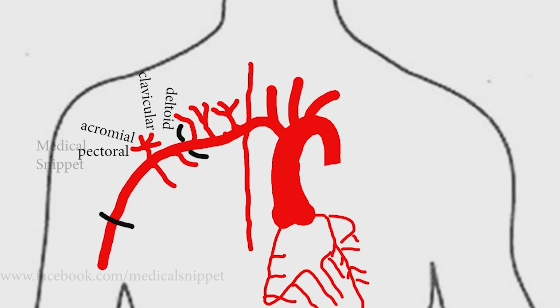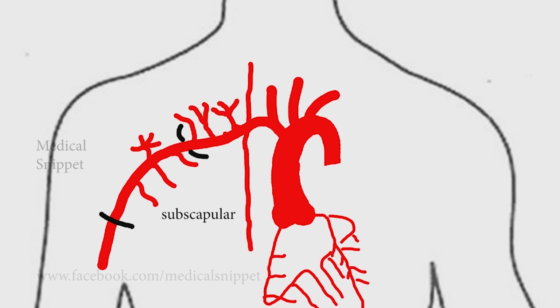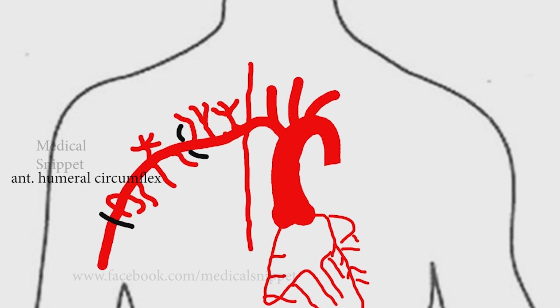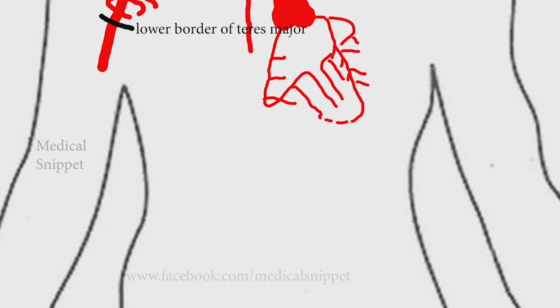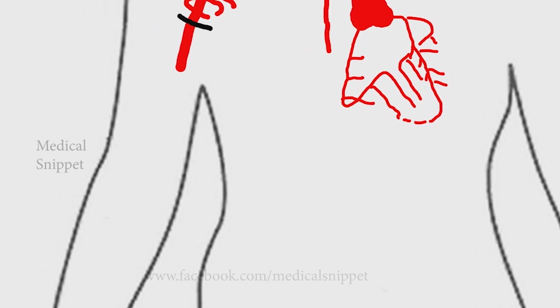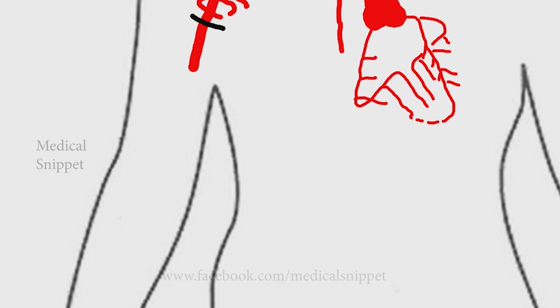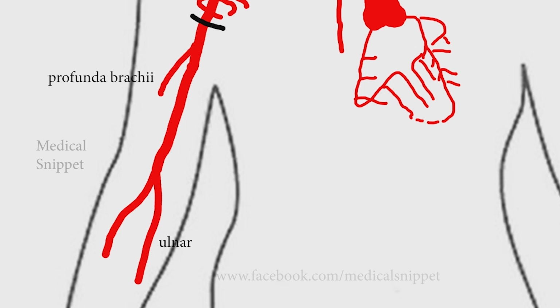The third part of axillary artery gives rise to three branches: subscapular artery, posterior humeral circumflex artery, and anterior humeral circumflex artery. The axillary artery continues as brachial artery from the lower border of teres major muscle. The brachial artery terminates into radial and ulnar arteries. It gives rise to profunda brachii artery, superior and inferior ulnar collateral arteries.